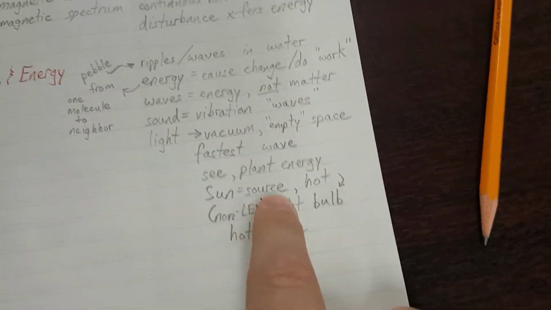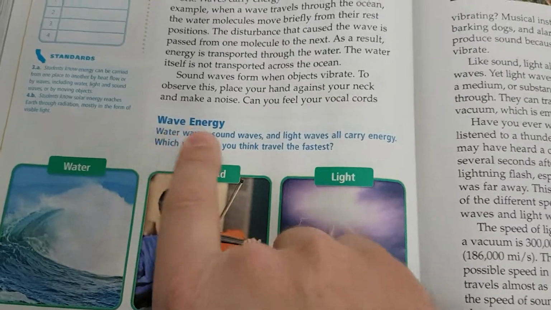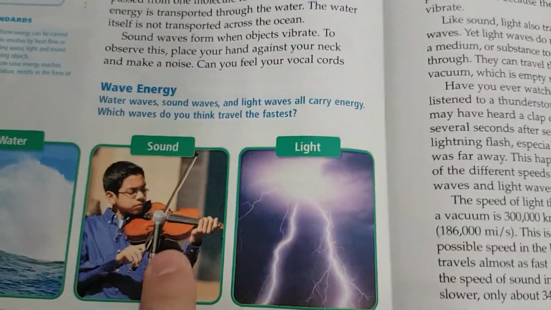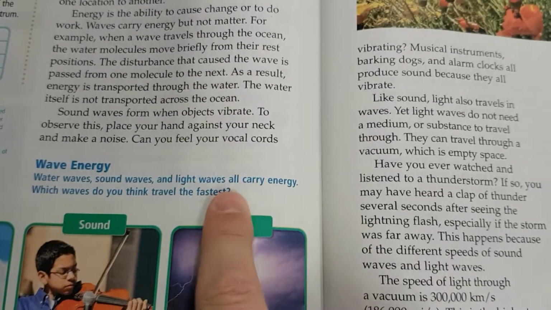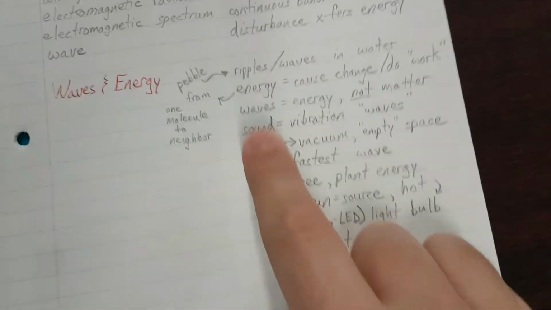Okay, up here, the sun is Earth's ultimate source of energy. We have that. The sun is a source of energy. In blue for these pictures, wave energy. Water waves, sound waves, and light waves all carry energy. So we have water, we have sound, and we have light.